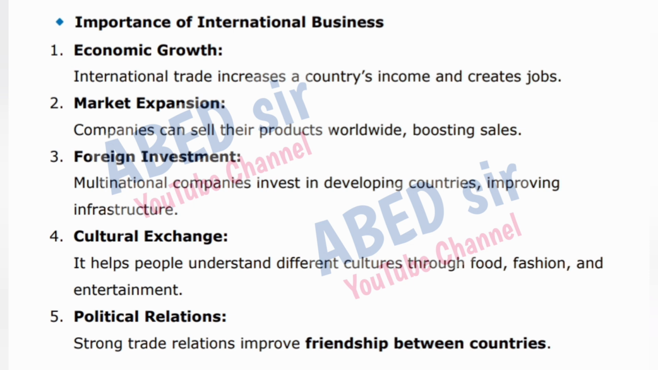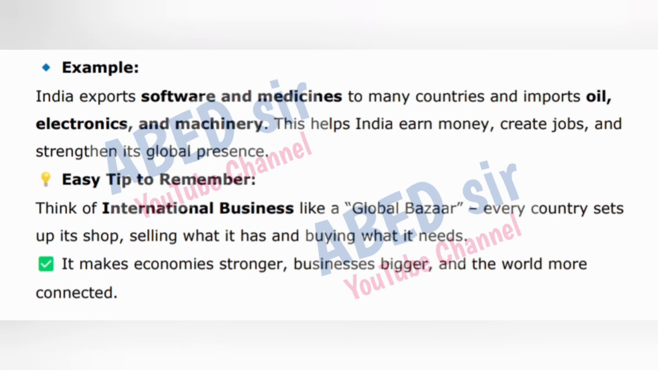4. Cultural exchange. It helps people understand different cultures through food, fashion, and entertainment. 5. Political relations. Strong trade relations improve friendship between countries. Example: India exports software and medicines to many countries and imports oil, electronics, and machinery. This helps India earn money, create jobs, and strengthen its global presence.